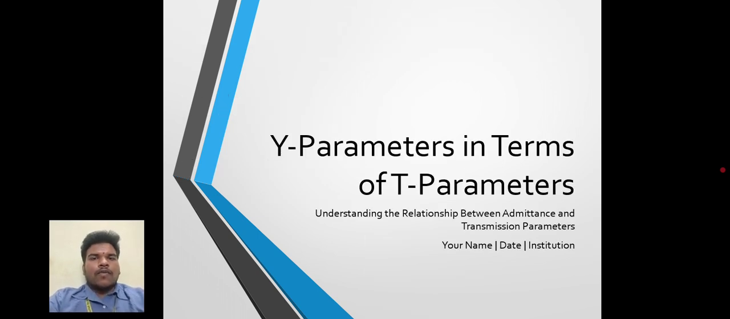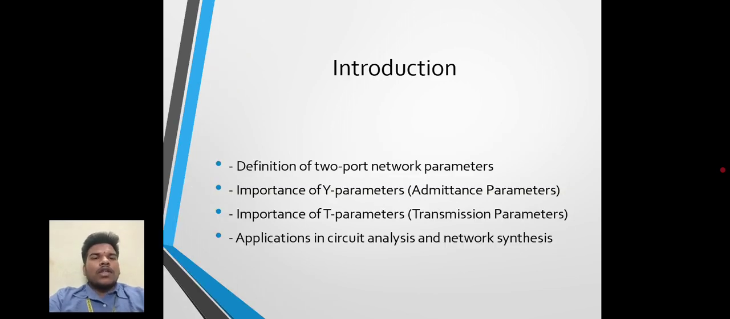So, first of all, we have to know what Y parameters and transmission parameters are. Y parameters are also known as the admittance parameters, and T parameters are also called the transmission parameters. First, I would like to give an introduction about the two parameters: the definition of two-port network parameters, the importance of Y parameters, the importance of T parameters, and applications in circuit analysis and network synthesis. Here, Y parameters are nothing but admittance parameters, and T parameters are nothing but transmission parameters.